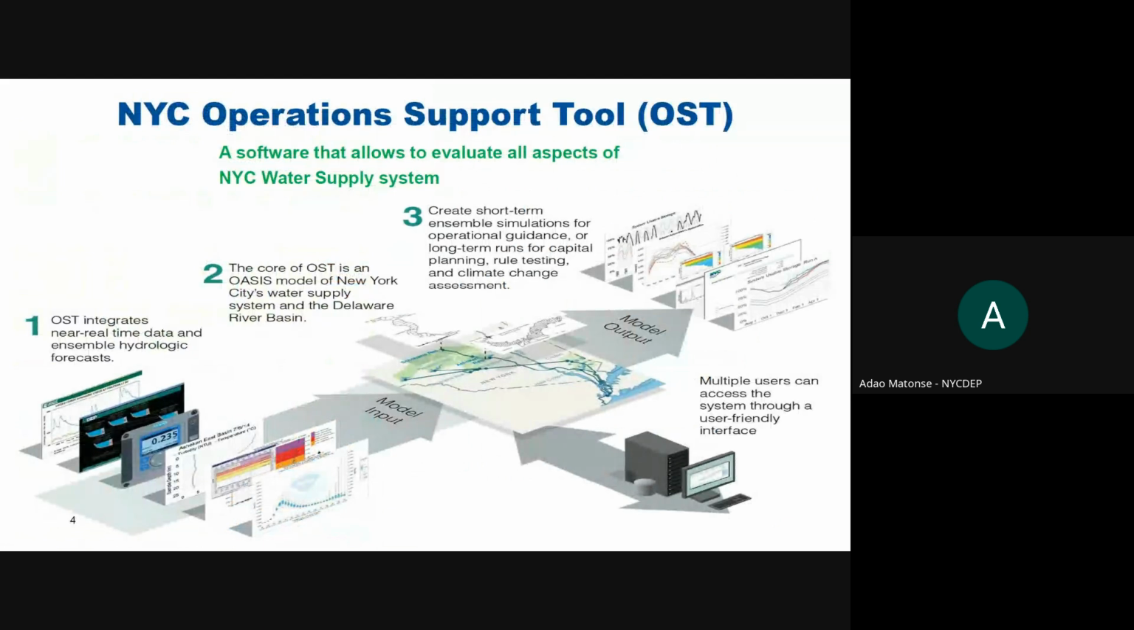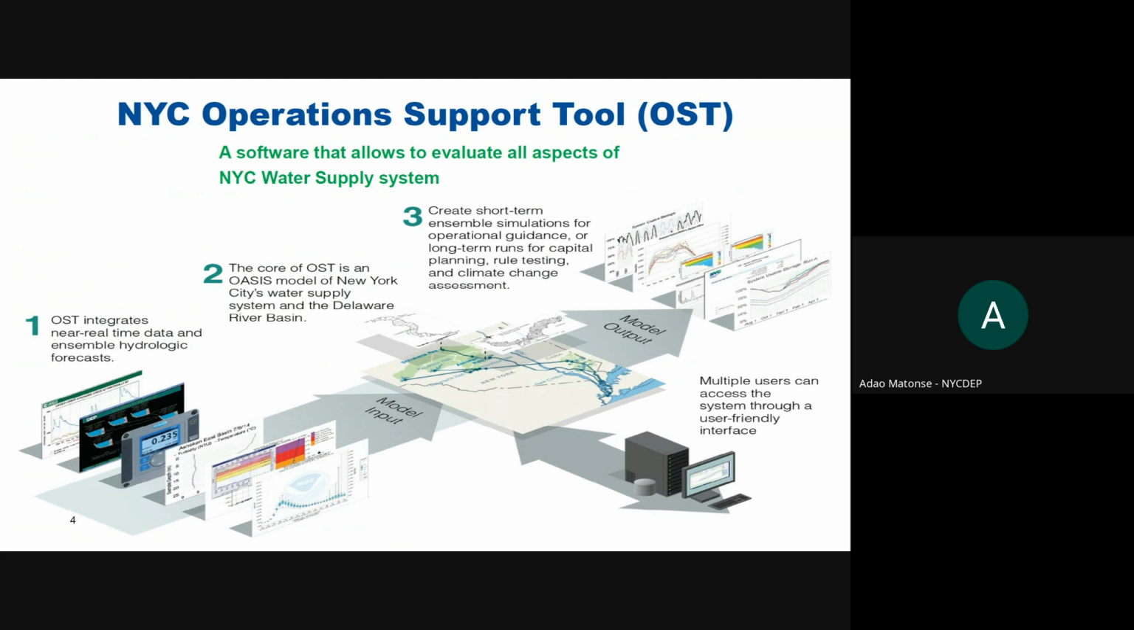Next slide. You can skip this one. Next slide. So the New York City Operation Support Tool, or OST, is a software that allows us to evaluate all aspects of the New York City water supply system. OST integrates near real-time data and ensemble hydrological forecasts. The core of OST is the OASIS system model of the New York City water supply system and the Delaware River Basin. And at selected reservoirs, we also have water quality W2 models that simulate turbidity and water temperature.